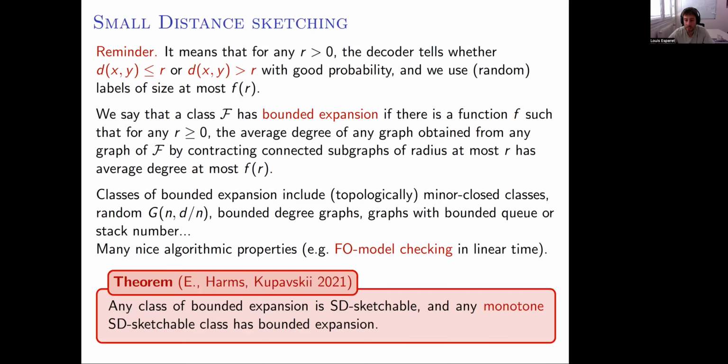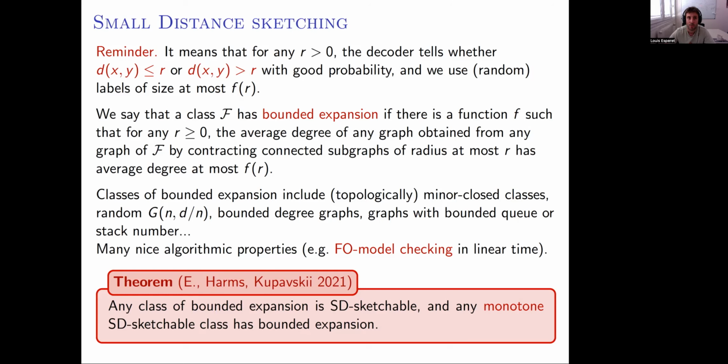And what we prove is that a monotone class is small distance sketchable if and only if it has bounded expansion. And the proof is very similar to what we did for adjacency sketches, except that we need a fairly recent result in extremal graph theory.